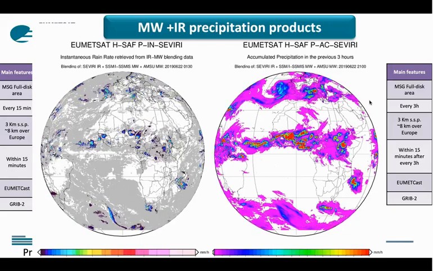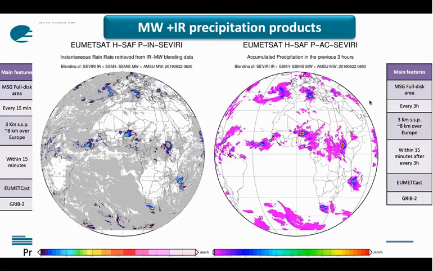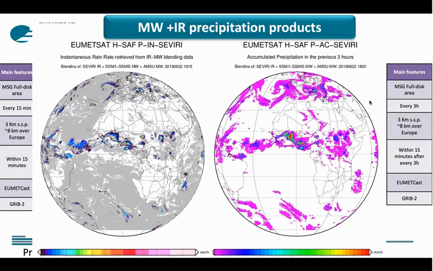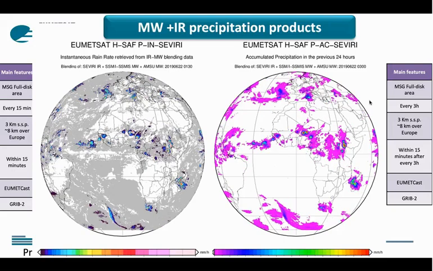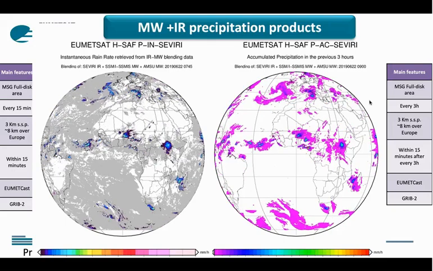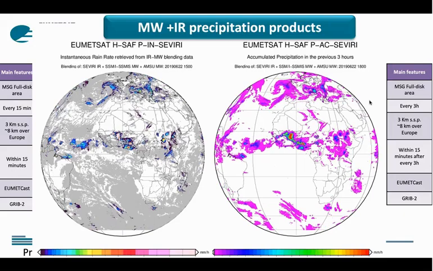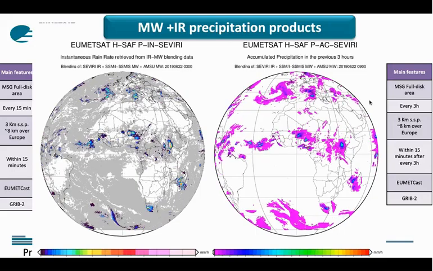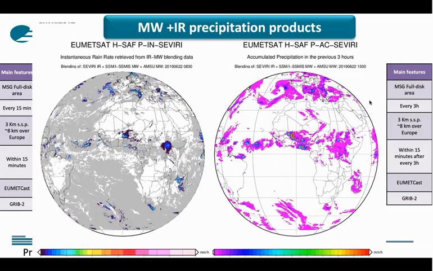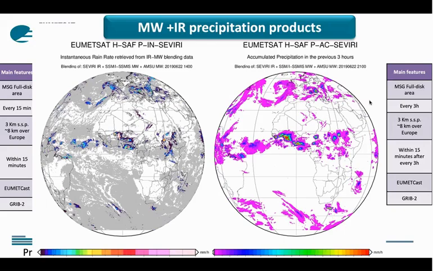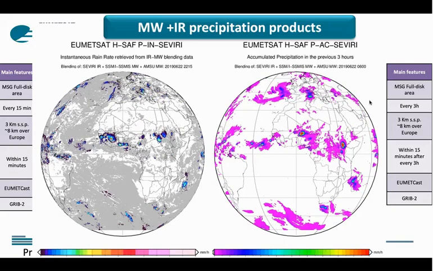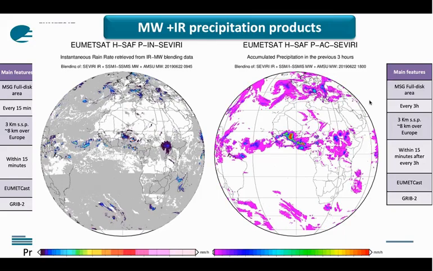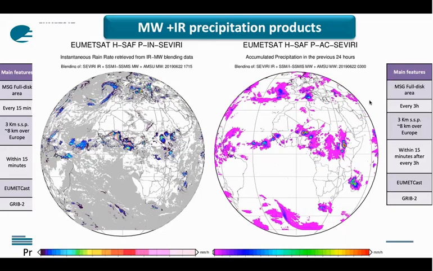On the left, you have an example of this product as rain rate, and in the panel on your right, you have an example of cumulated precipitation derived from the instantaneous one. This cumulated precipitation is available cumulated over 3 hours, 12 hours and 24 hours over the Meteosat Second Generation full disk.